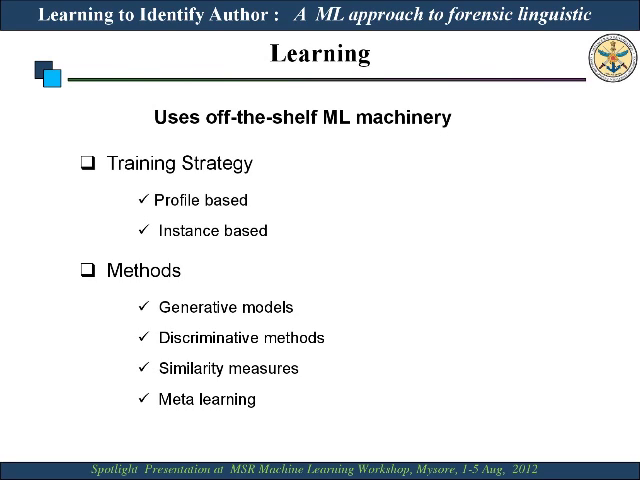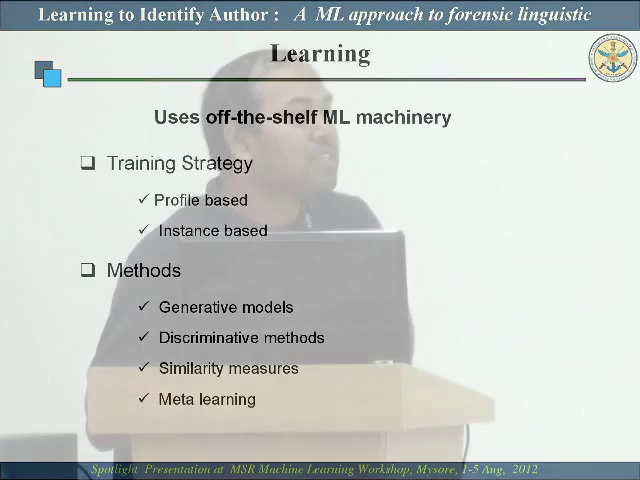So next is the learning strategy. A lot of focus was given to the feature space itself, and not much work has been done on the learning phase. So people generally use off-the-shelf machine learning machinery, whatever is available. People have tried different methods, starting from generative models, discriminative models, similarity-based measures; variants of k nearest neighbor are very popular in this domain, and certain meta-learning techniques were also applied, which are applicable for large-scale author classification.